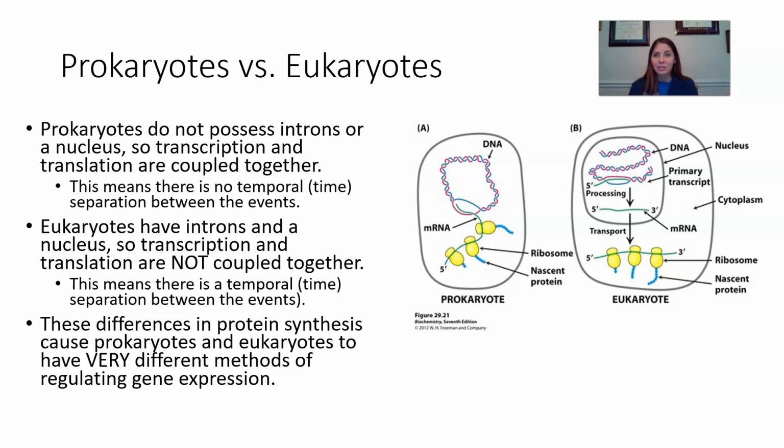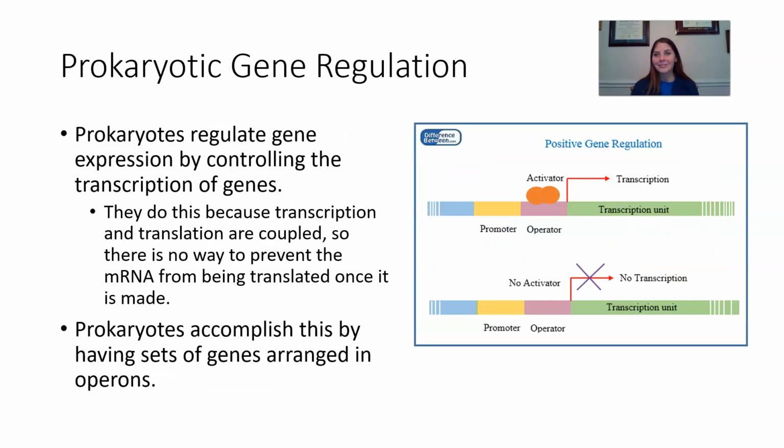Because prokaryotes don't possess introns or a nucleus, transcription and translation are coupled together, meaning they're happening at the same time. There's no separation like there is in eukaryotic gene expression. Eukaryotes, on the other hand, do have introns and exons and a nucleus. So transcription and translation are not coupled together, meaning there is a temporal space between those two processes. These differences in protein synthesis cause prokaryotes and eukaryotes to have extremely different methods that they employ to regulate their gene expression. So let's take a look.